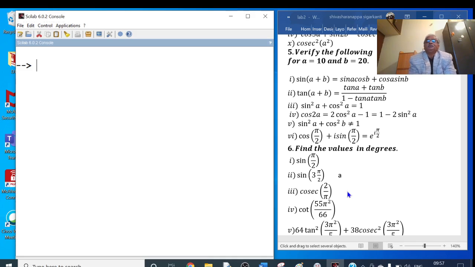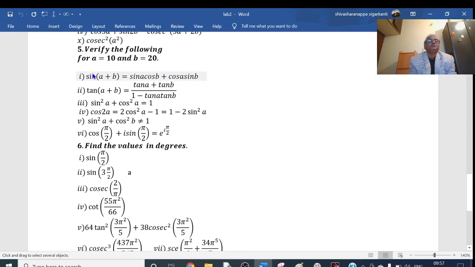In this video, I will show some more basic commands in Scilab. See, these are the problems. Sin of a plus b equal to sin a cos b plus cos a sin b. Verify the following for a equal to 10, b equal to 20. Tan of a plus b equal to tan a plus tan b divided by 1 minus tan a into tan b. Sin square a plus cos square a equal to 1. Okay, so these we have to verify.